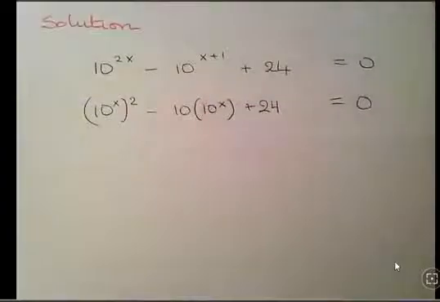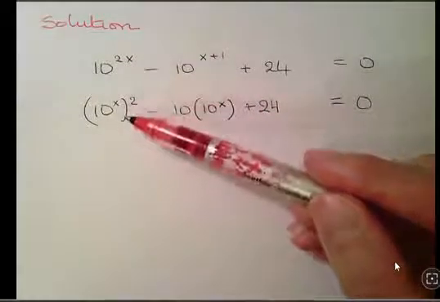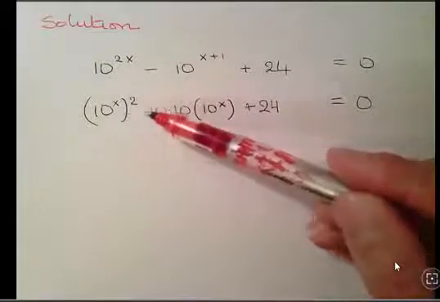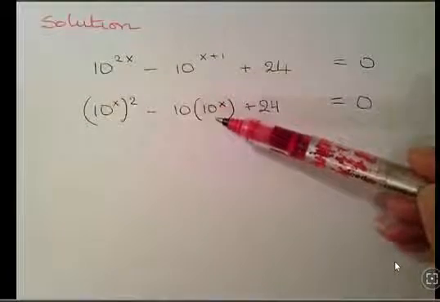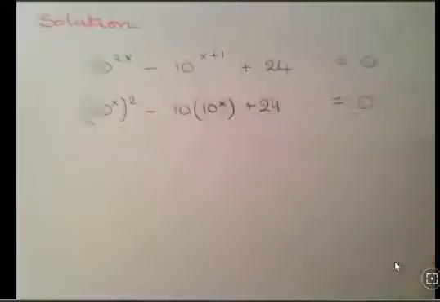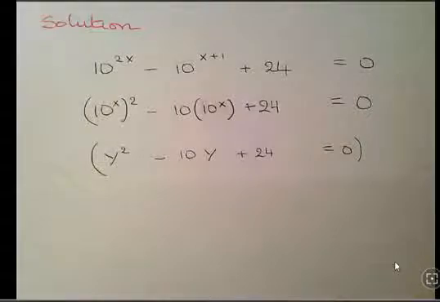So again, 10 to the 2x can be written as 10 to the x squared. 10 to the x plus 1 can be written as 10 times 10 to the x, and 24 we'll just leave alone. So what we actually have there is a little quadratic. Letting 10 to the x equal y, this is a very simple quadratic expression.